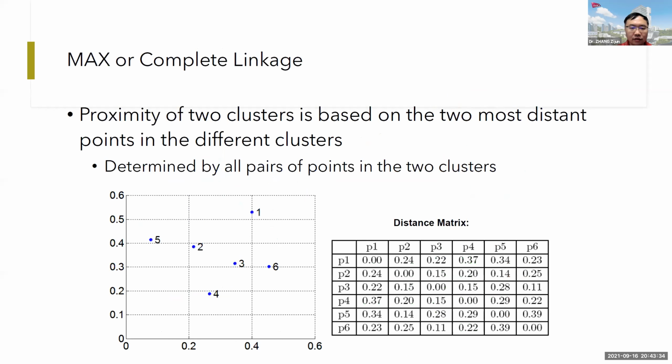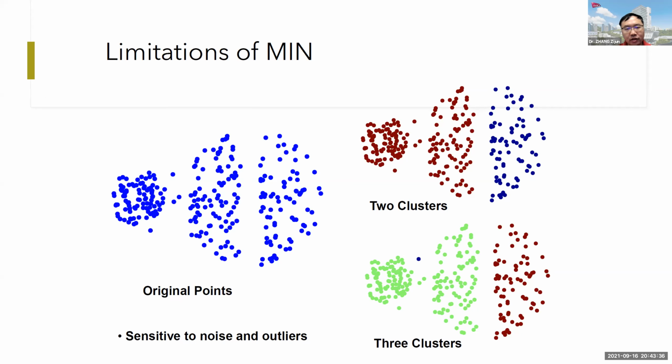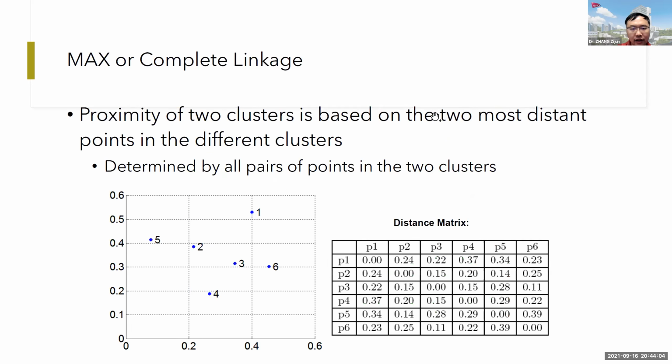But the limitation of hierarchical clustering with single link is that it is very sensitive to noise and outliers. So the original data points are like this. If you consider them to build 2 clusters and 3 clusters, the last cluster will be like this. So it will be sensitive to noise and outliers by using a single linkage.